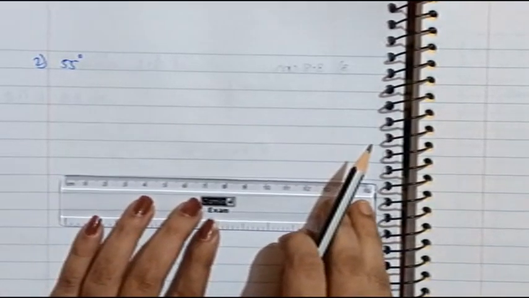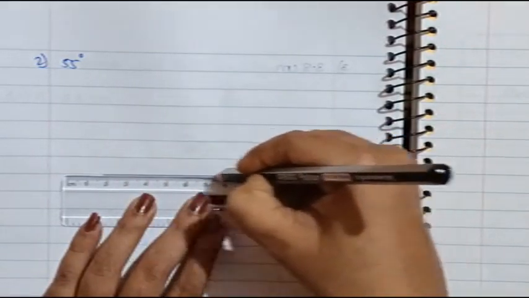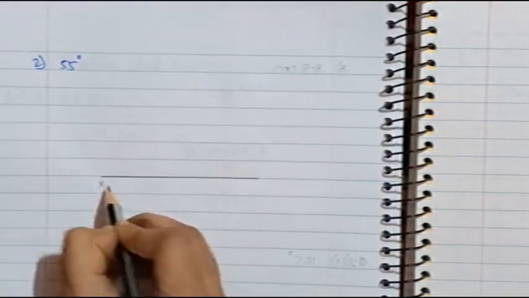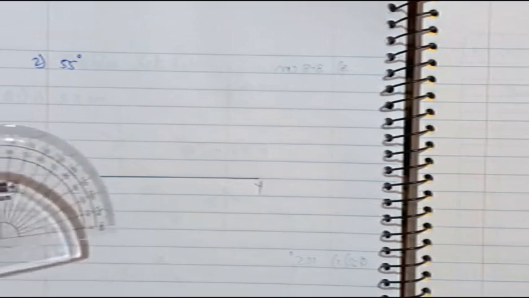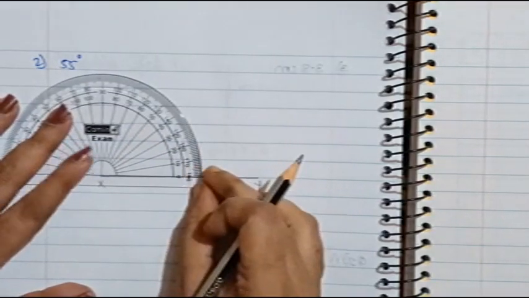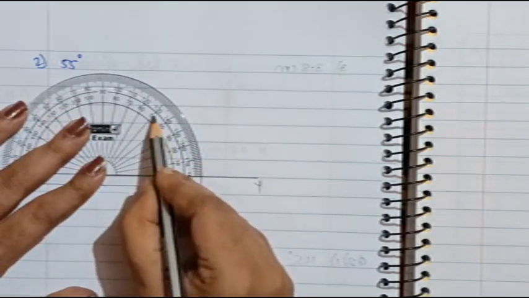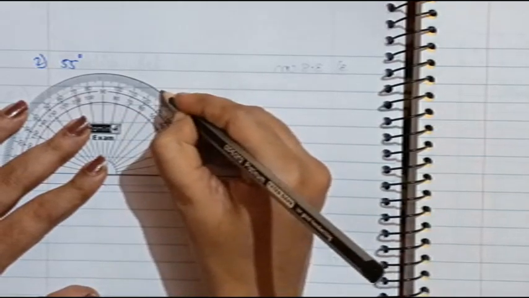Now students, your second one is 55 degrees. So the very first step is that you are supposed to draw a line. Okay, and I'll name it as X and Y. Then second, you have to take the protractor. You will place the center of the protractor at point X and you have to take 55 degrees. 0, 10, 20, 30, 40, 50. So 55 lies between 50 and 60. So here it is 55.